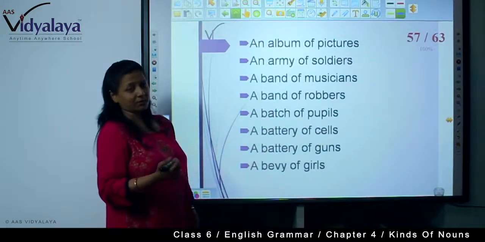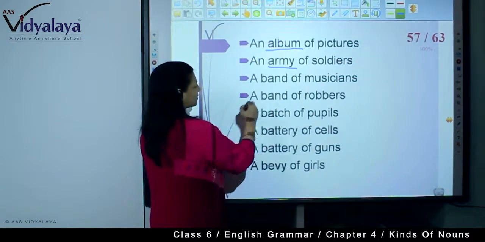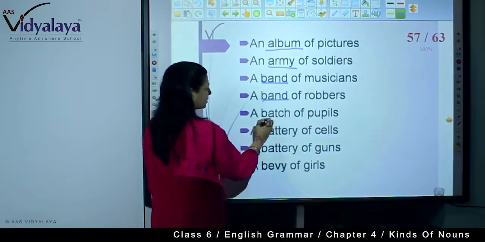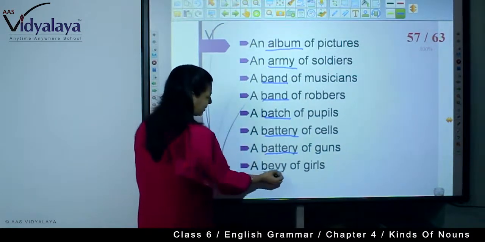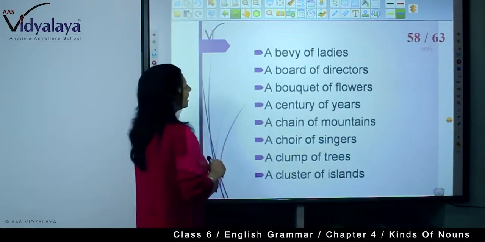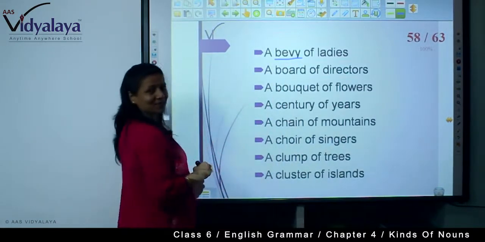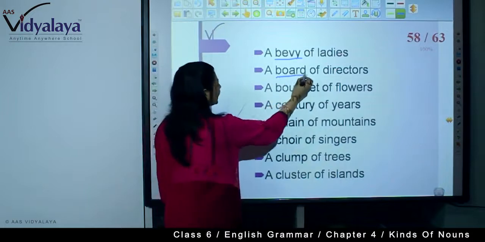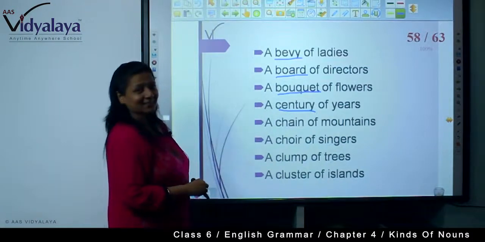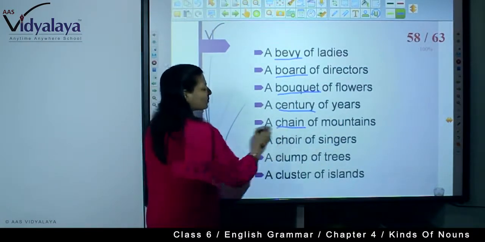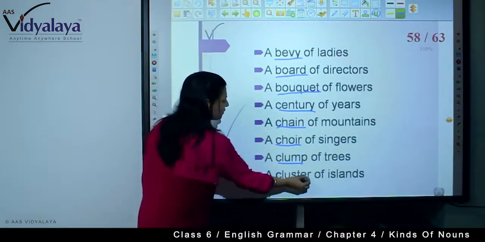Now I will explain you some more. For an album, that is album of pictures, army of soldiers I have said, band of musicians, band of robbers, batch of pupils, battery of cells, battery of guns and bevy of girls. Here you see bevy of girls, means group name. Now bevy of ladies also, that is group name. A board of directors, a bouquet of flowers, a century of years, that is 100-year century, a chain of mountains, a choir of singers, a clump of trees, a cluster of islands.